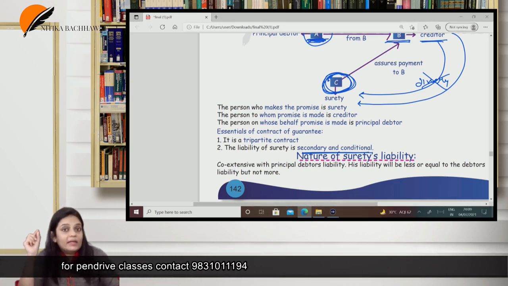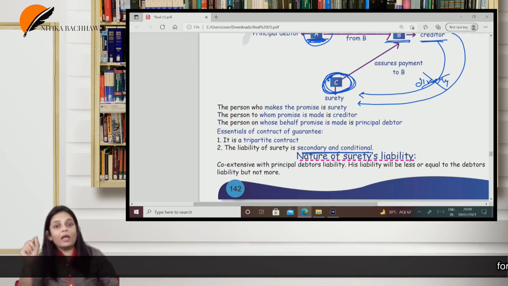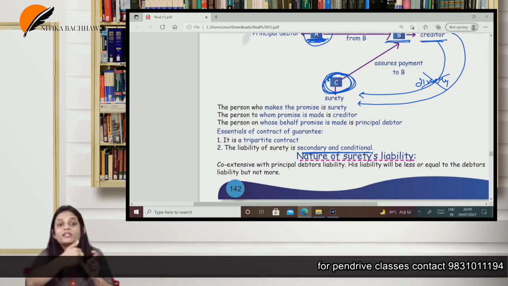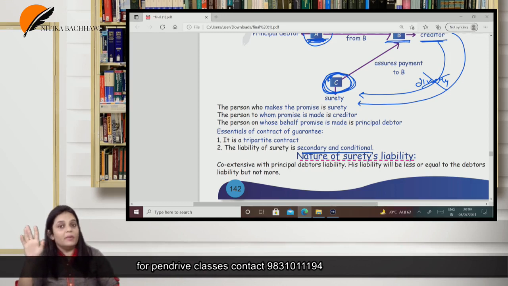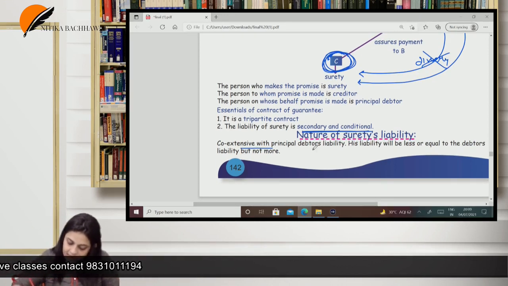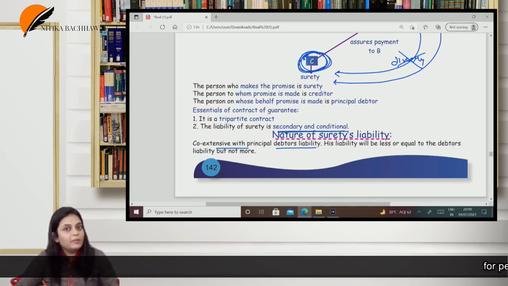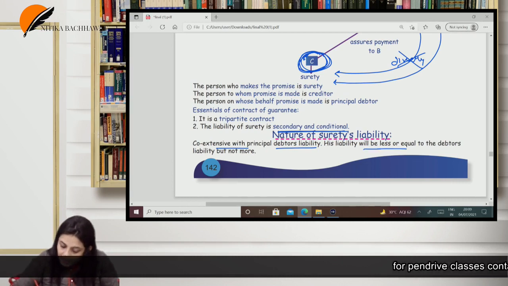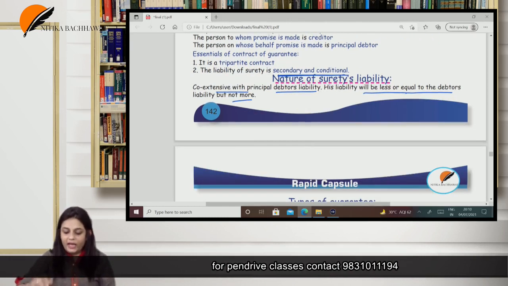So the liability of the surety is coextensive with the liability of the principal debtor. I repeat again, it is to the same extent as the liability of the principal debtor. So it can be less, it can be equal, but never more. His liability will be less or equal, but not more. Correct? It can never be more.